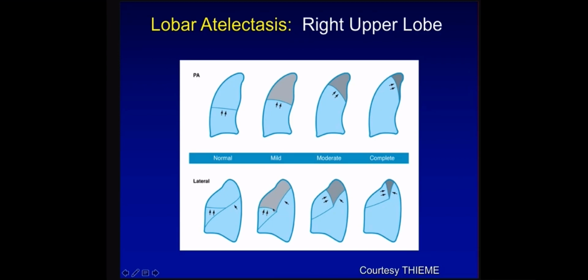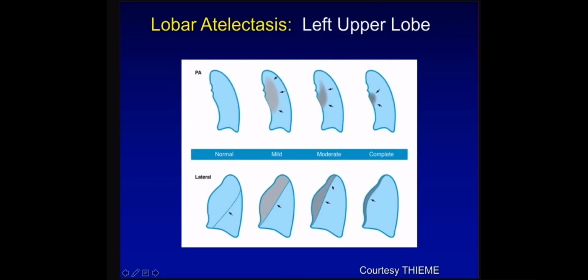On the lateral radiograph, when you're looking for right upper lobe atelectasis, you'll look for the minor fissure as well, and also the superior half of the right major fissure. And you notice that as this atelectasis progresses, those two fissures move closer and closer into apposition, resulting in a triangular-shaped opacity. And these triangular opacities are very characteristic of lobar atelectasis, so you want to keep those in mind.